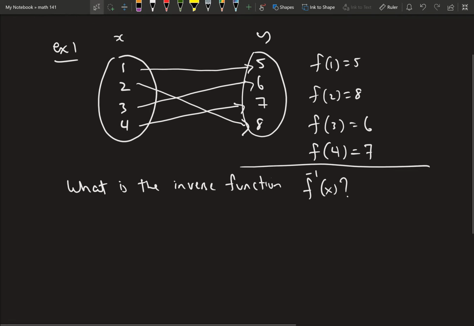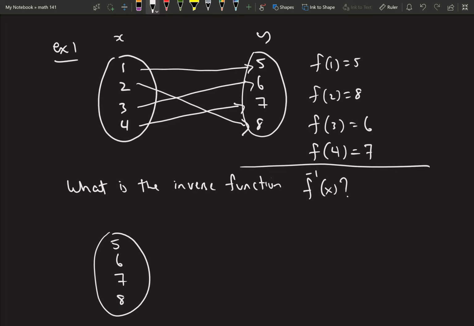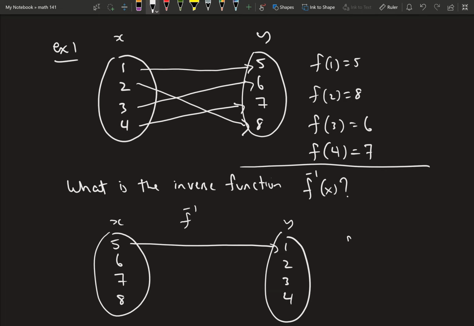So f inverse would have domain 5, 6, 7, 8, and then it would have range 1, 2, 3, 4. And since 1 went to 5, 5 would go back to 1. So this is f inverse. We would have x values here, y values here. So f inverse of 5 would be 1. 6, well, 3 went to 6, so 6 goes back to 3. So f inverse of 6 is equal to 3.